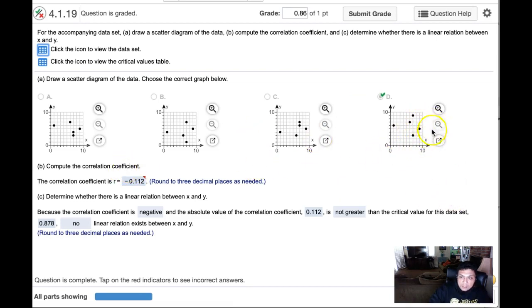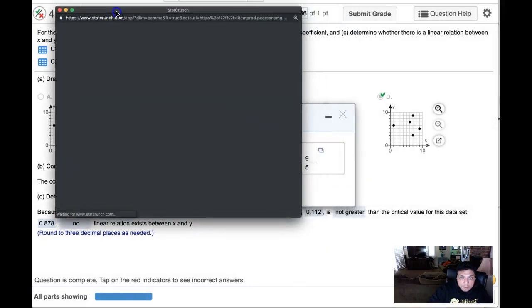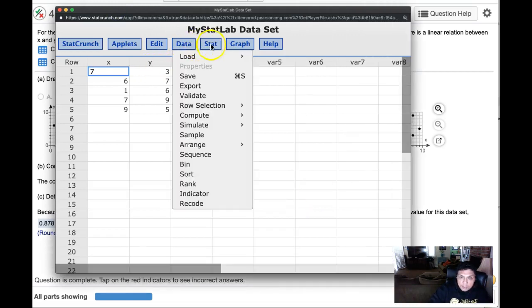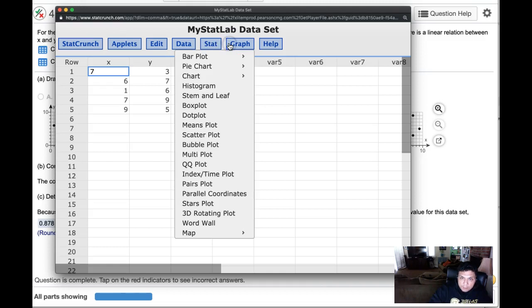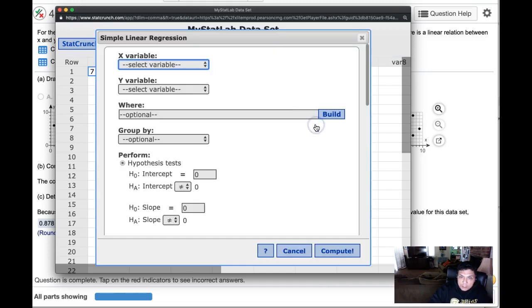This one doesn't look that strong because if we look at the graph, D is the graph of this data here. And so what we want to do to check to see if there's correlation is calculate the correlation coefficient. And you do that, you open up StatCrunch. When you open up StatCrunch, again, the data comes in. And what you want to do is go to Stat, regression, simple linear regression. That's what you're choosing. So that's the process of what we're doing in this chapter, simple linear regression.